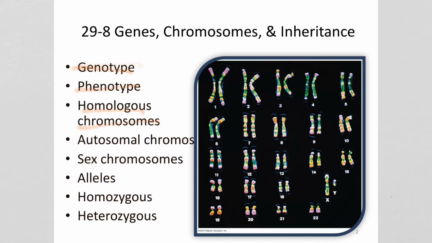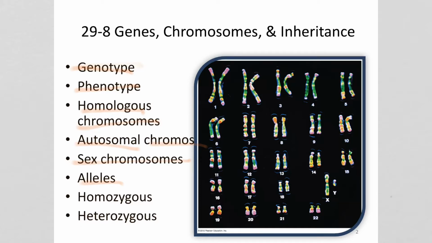Next term, the first 22 pairs are autosomal chromosomes. And these, soma again means body, so these are your body chromosomes. And the 23rd pair are the sex chromosomes. The karyotype is the entire set of chromosomes, and we have a picture of the karyotype here. And the alleles are the forms of the gene. So you could have the allele for brown hair, red hair. You could have the allele for dark skin, light skin, somewhere in between.